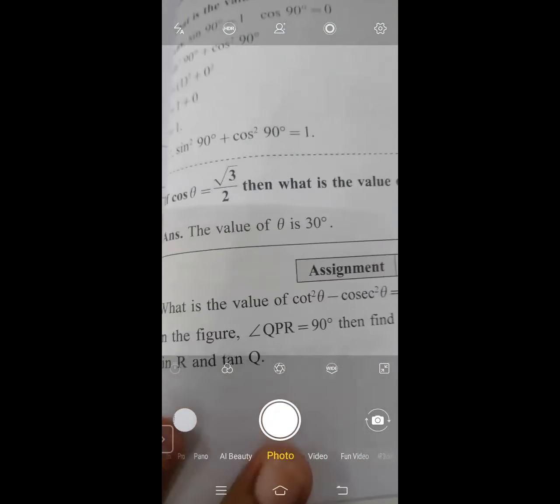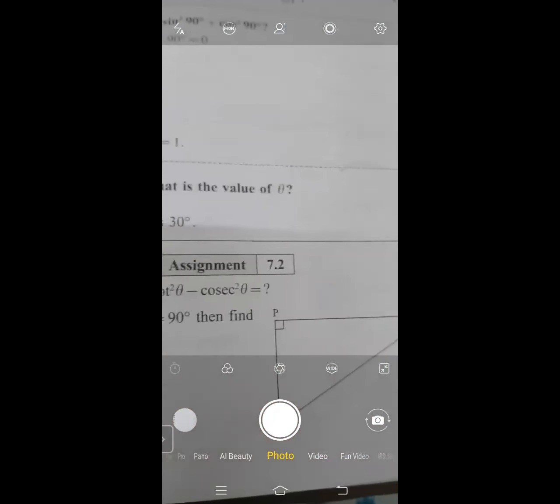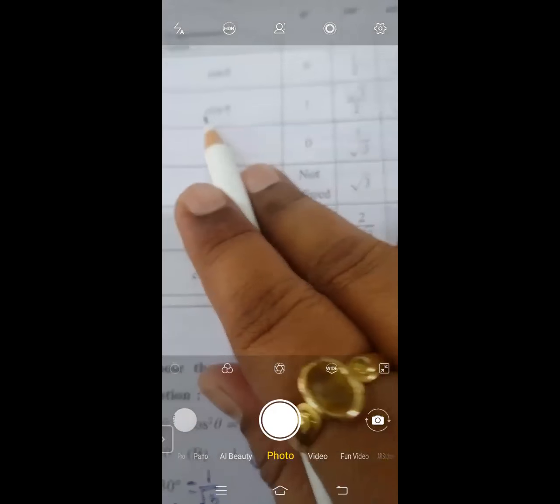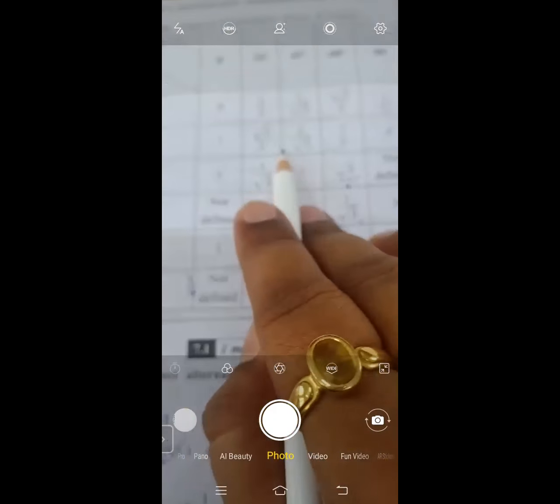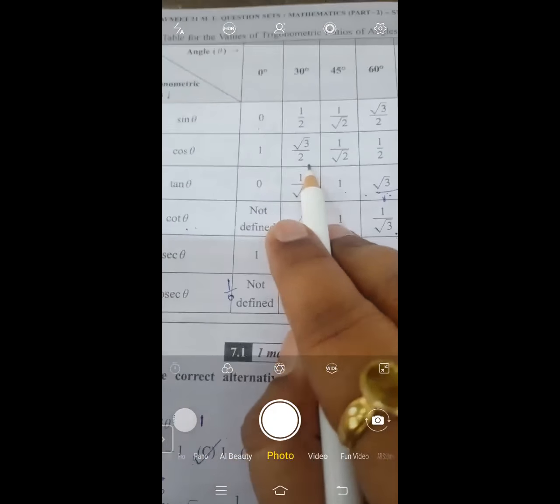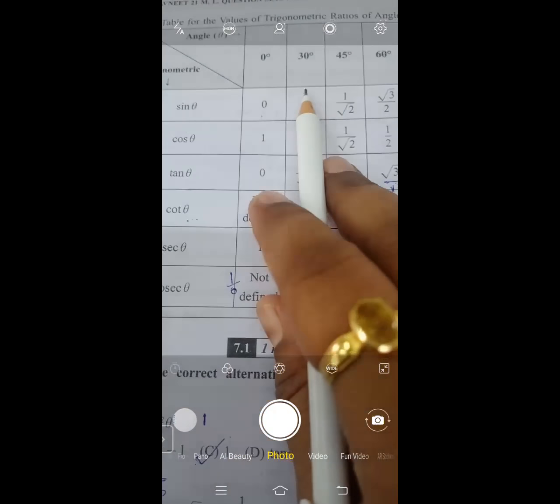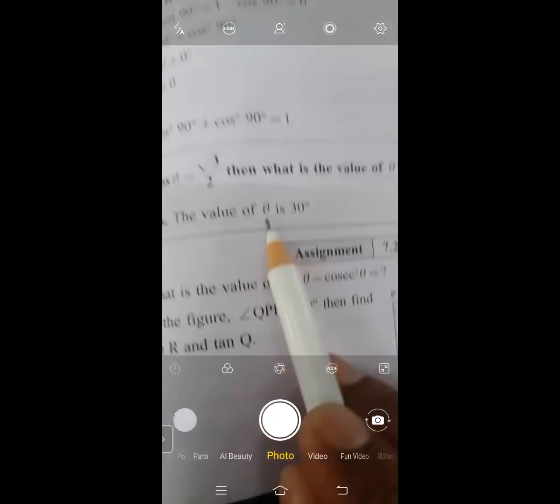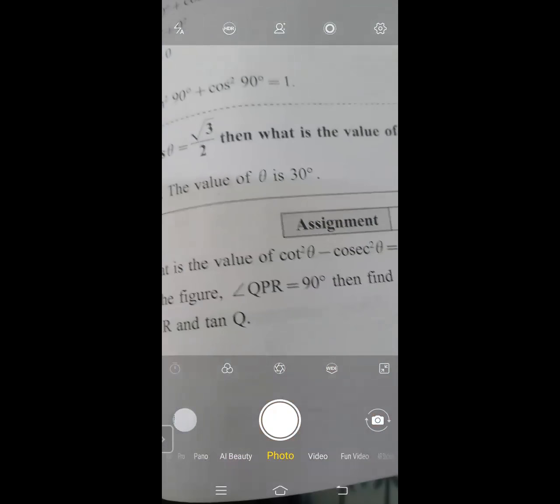Now cos theta is equal to √3 upon 2. Then what is the value of theta? Okay, vice versa, you have to go for the row of cos. See where the value is √3 upon 2. You can find the value √3 upon 2 in the column of 30 degree and just write that the value of theta is 30 degree.